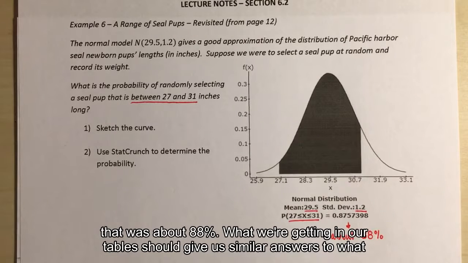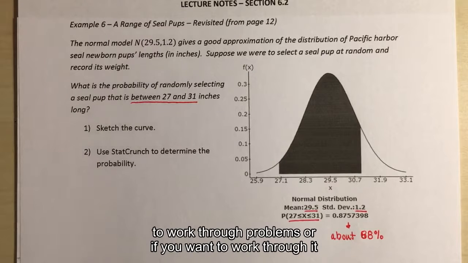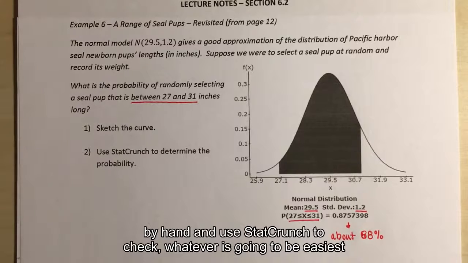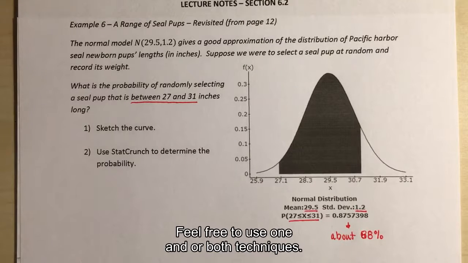So what we're getting in our tables should give us similar answers to what we are getting in StatCrunch for these sections. Again, it's up to you how you want to work through problems, or if you want to work through it by hand and then use StatCrunch to check. Whatever is going to be easiest for you as you're going through your different homework and mini quizzes. Feel free to use one and/or both techniques.